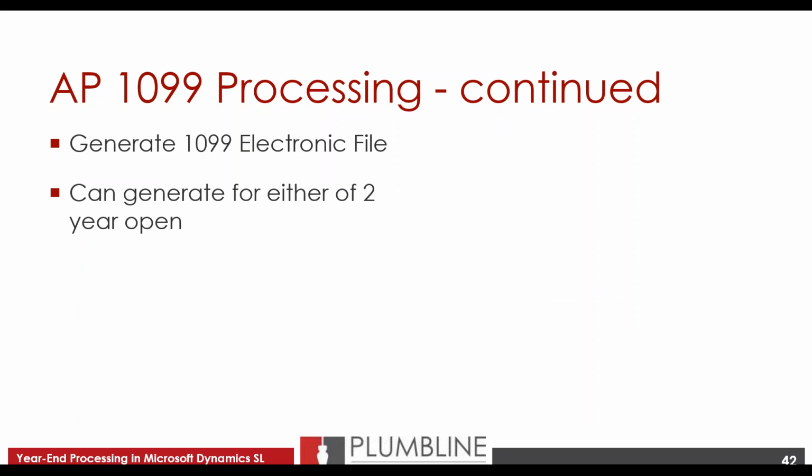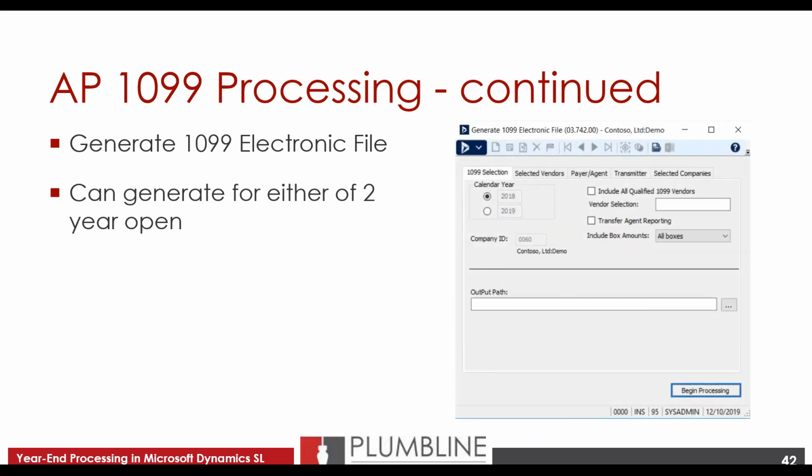As far as generating an electronic file for your 1099 information, that is done in the Generate 1099 Electronic File screen. This will create the file that contains your 1099 amounts that you can then submit electronically to the IRS. And you can generate for either of your two open 1099 years. So you'll notice in my screenshot here, the top left corner has the calendar year selection. It shows you your two open years. You would choose which one you're creating the file for.